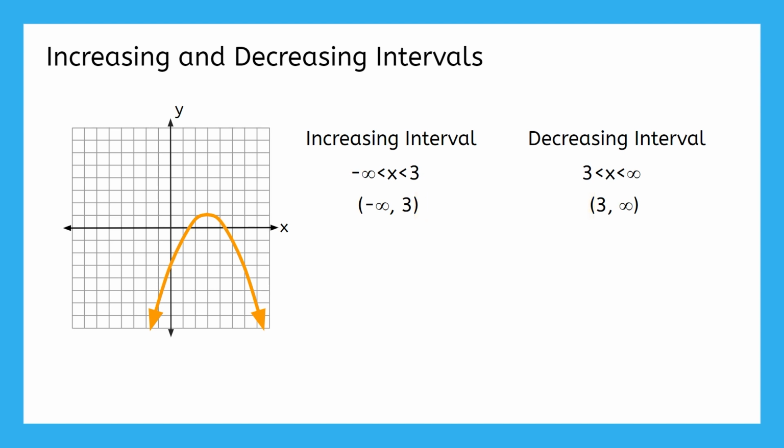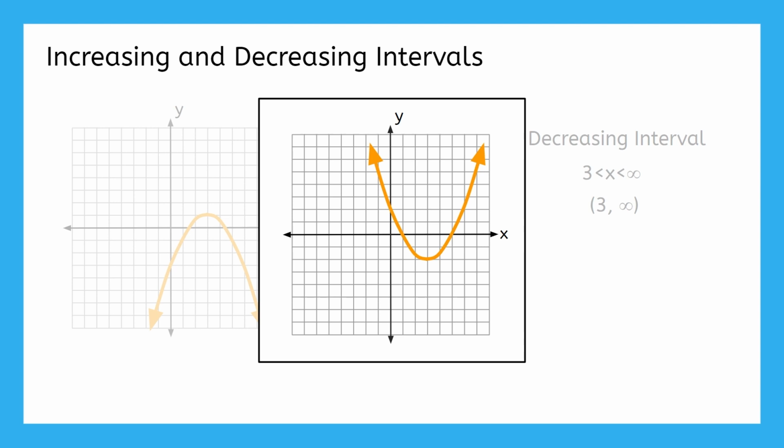All quadratic functions will have an increasing interval and a decreasing interval. And if the increasing interval comes first, like it does on this graph, then the parabola opens downward. But if the decreasing interval is before the increasing interval, then the parabola opens upward instead.